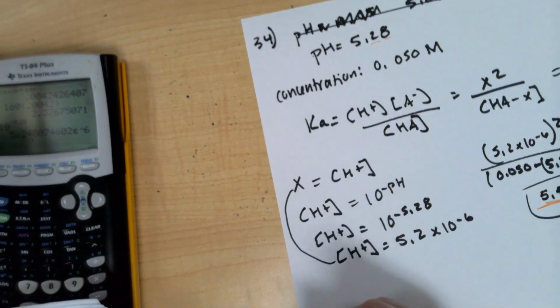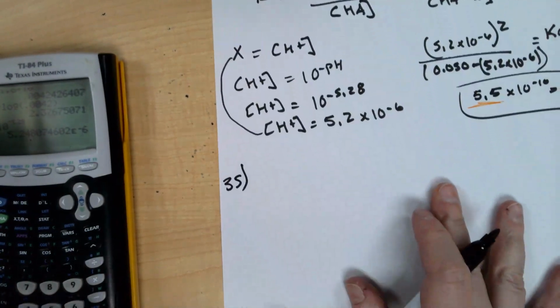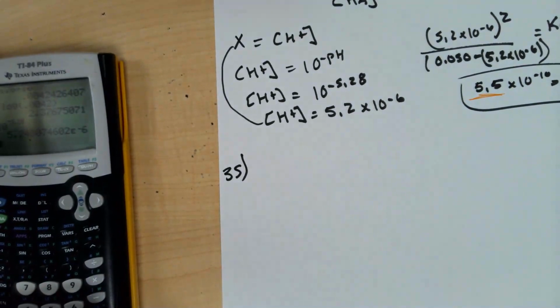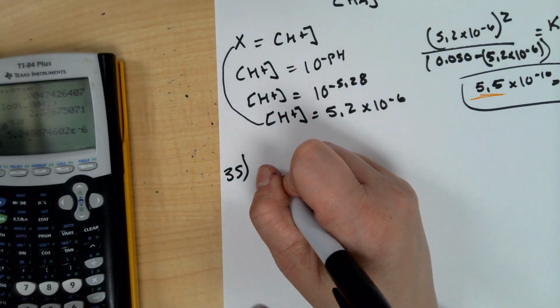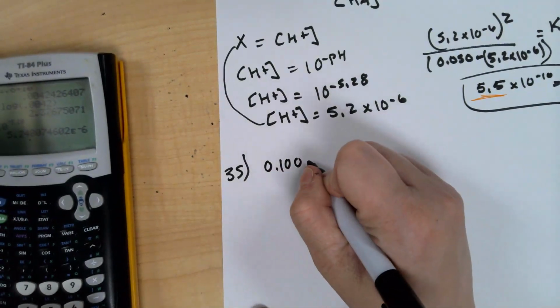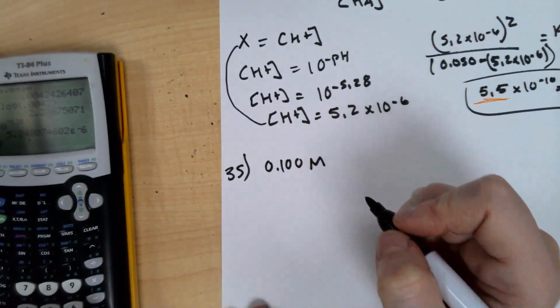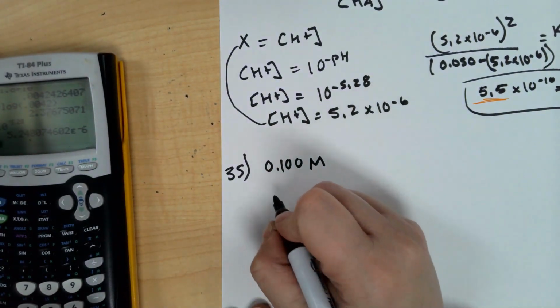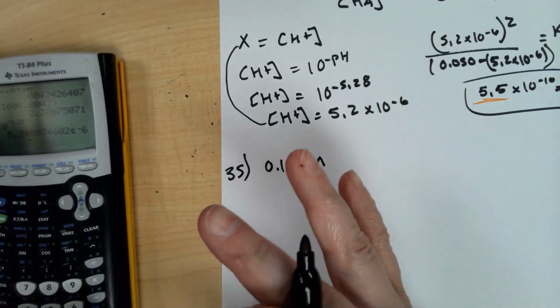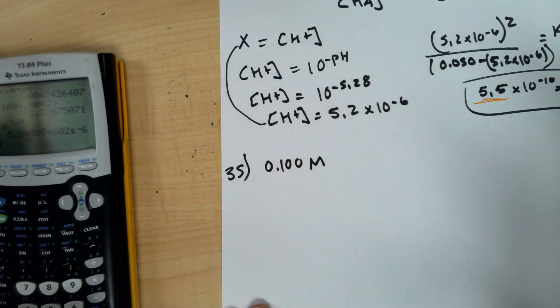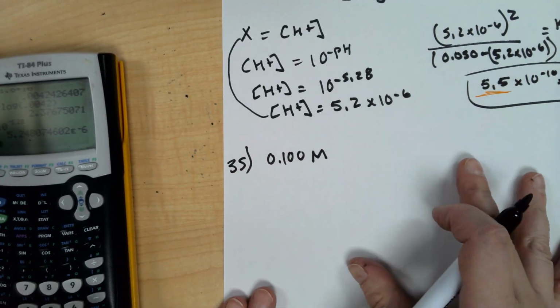So 35 says a 0.100 molar solution of a monoprotic weak acid. Monoprotic just means when it dissociates or dissolves, it just releases 1 H plus, which is good because those are the kind of acids we've been dealing with.